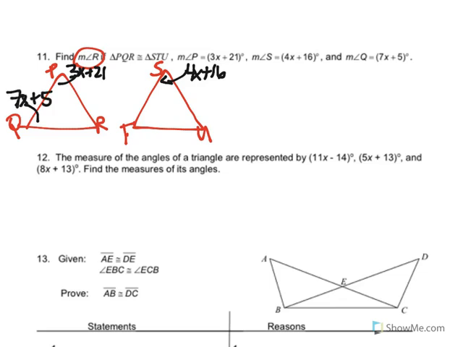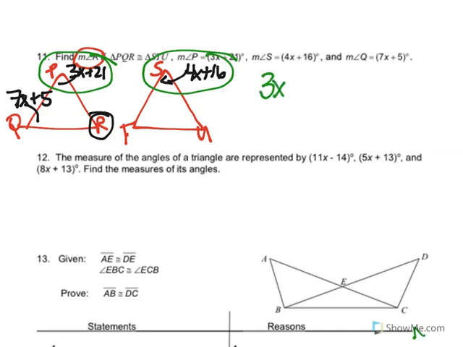So let's think this out. We eventually want to get this measurement here, but to solve for x, since these two triangles are congruent, we know that P is congruent with S. So we can use that to find x. We can say 3x plus 21 is equal to 4x plus 16. You solve that out, and you find out that x equals 5.